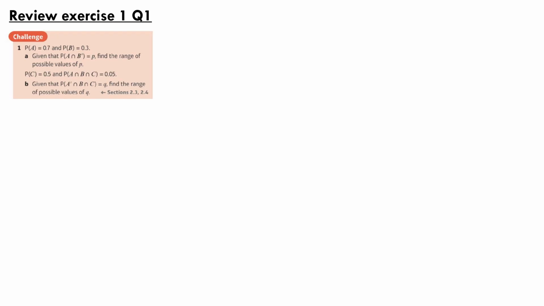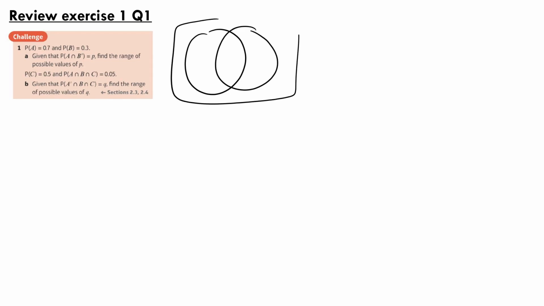So our first question then, we've got the probability of A being equal to 0.7 and the probability of B occurring being 0.3. And we're told, given that the probability of A intersection not B is equal to p, find the range of possible values of p. So it's basically the exact same question as before, but with slightly different numbers. So we can have, again, the Venn diagram here. Let's call this one A, this one B.